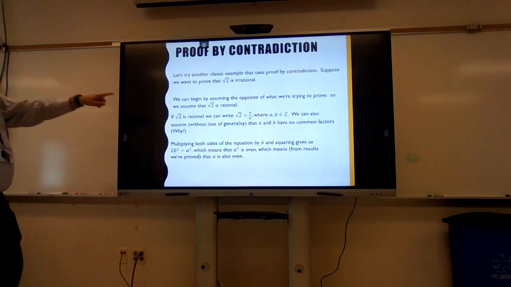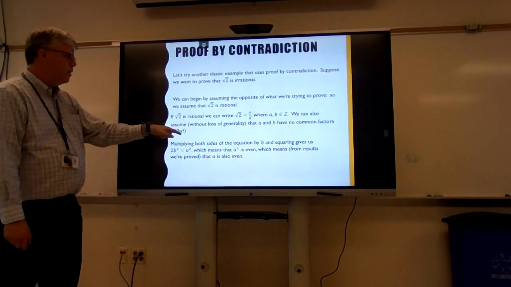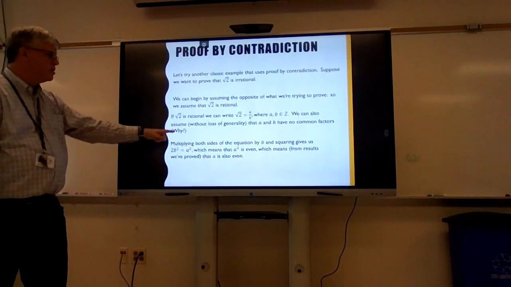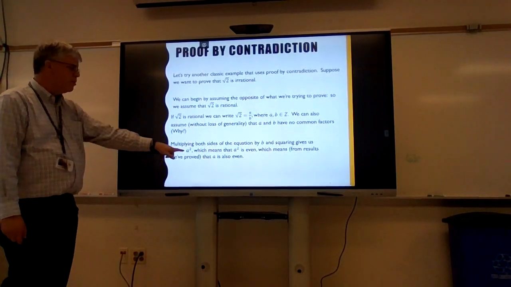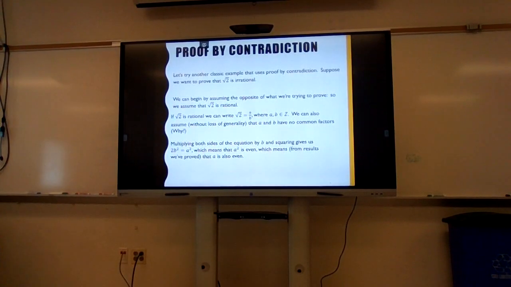Okay, so I'm going to manipulate that equation. We start with root 2 equals a over b. I'm going to multiply both sides by b to give me root 2 times b equals a, and then square both sides. That would give me 2b squared is a squared. Are we okay so far?